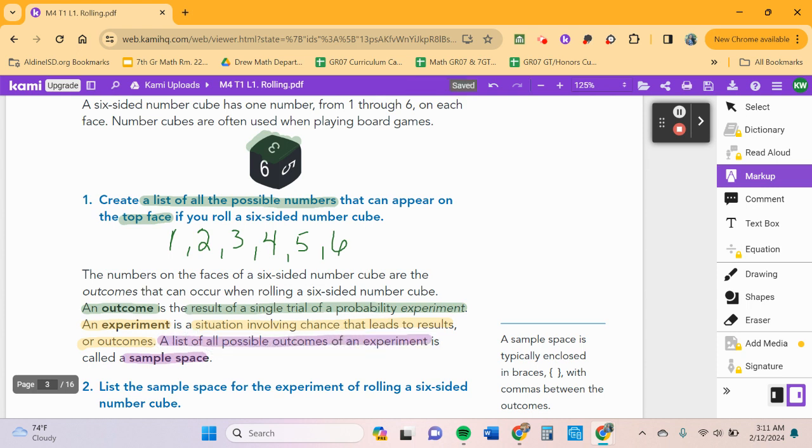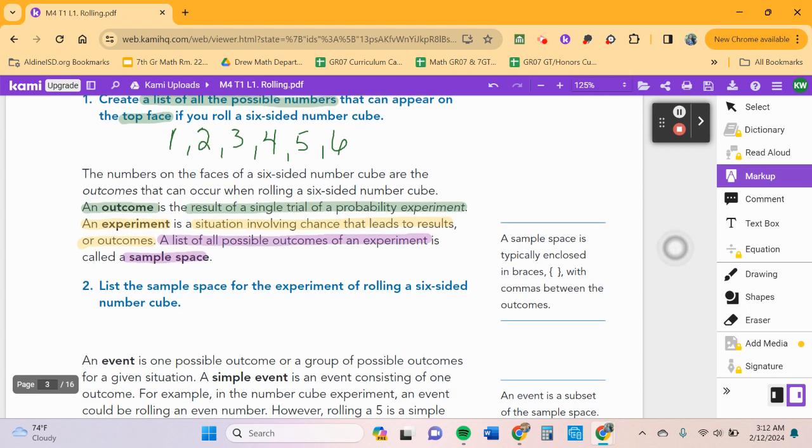And I know I said that was an important one, but I didn't mean important. I just meant this might be new to you. Outcome, you've probably heard before. Experiment, you've heard before. But a sample space is new. And all that is just like it says, a list of the outcomes. And we're about to write an example of a sample space right now.